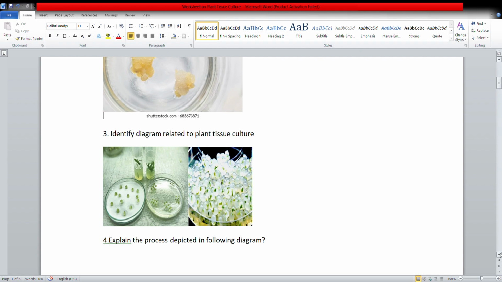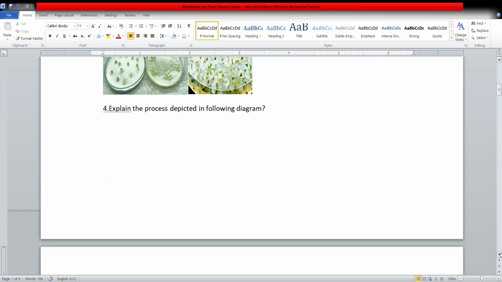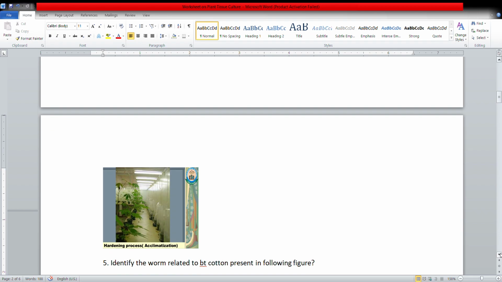Next question may be asked: explain the process depicted in the following diagrams. It is also a step of plant tissue culture. Generally, from the explant, you can develop the callus. From the callus, you develop the stem part and then the root part. Till now, there is no proper development of xylem and phloem. So this is the process of hardening, meaning development of xylem and phloem inside the newly growing plant inside the plant tissue culture lab. You have to put it in a glasshouse or greenhouse. That process is known as hardening, meaning development of xylem and phloem to make the plant autotrophic, because earlier it was taking nutrients from the media.